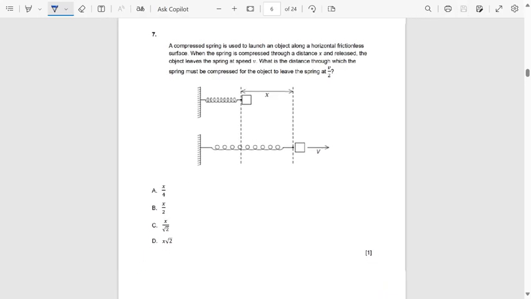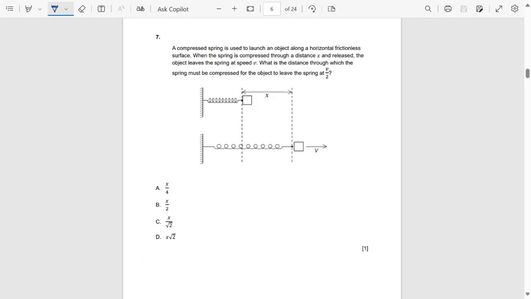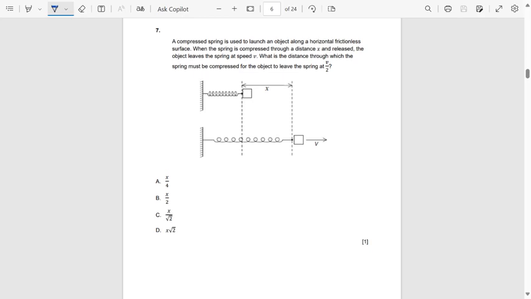Okay, 7, I'm just going to squidge this up again. So it might be worth just pausing the video and having a good read of this before I start. So when the spring is compressed by a distance x, the speed that it's released at is v. So we're saying how much do we have to compress it to get an initial leaving velocity of v over 2.